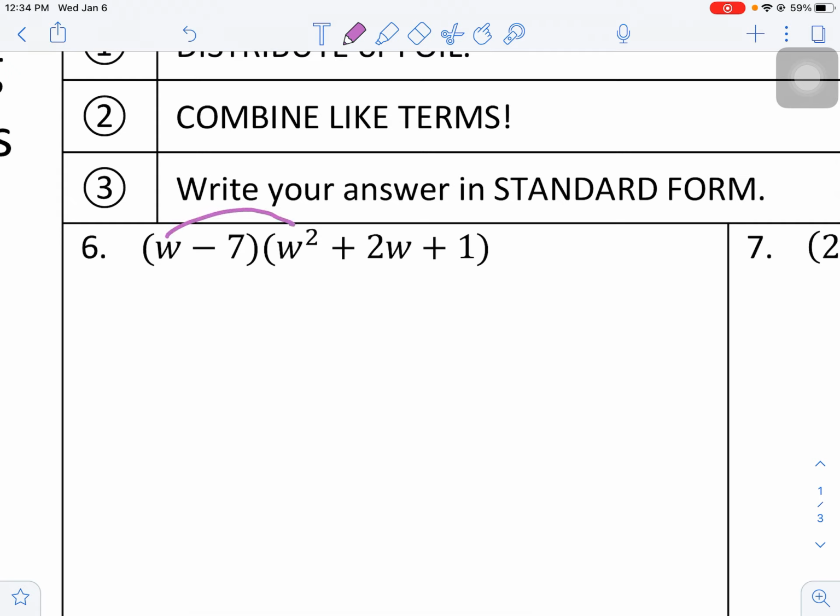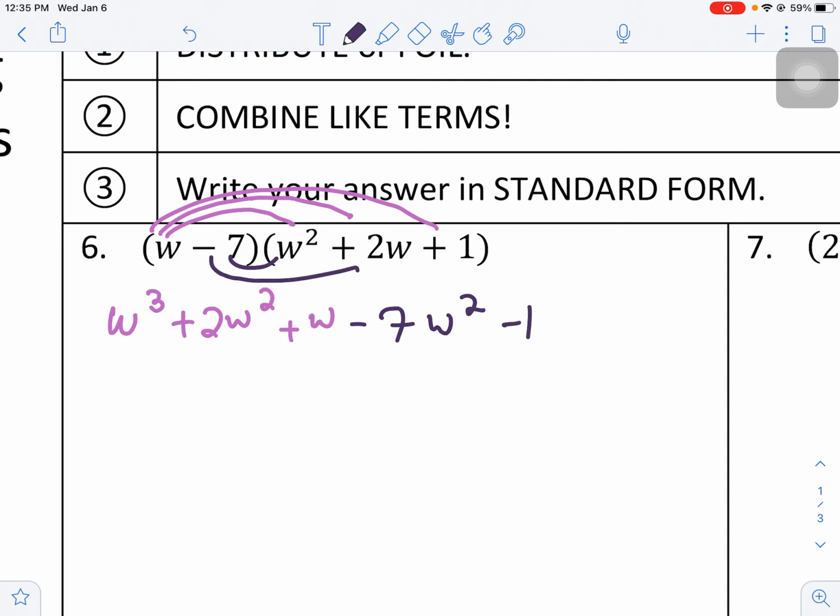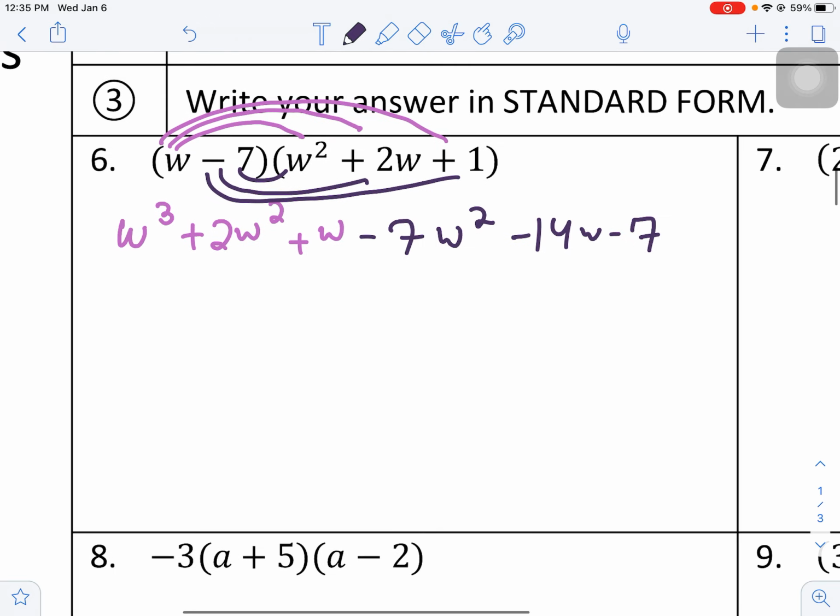So w goes to w squared, so that's w cubed. w would also go to 2w, so that's plus 2w squared. And then we do w times 1, which would just make plus w. In the other sense, we would go negative 7 times w squared, so that's negative 7w squared. Negative 7 and 2w makes negative 14w. And then negative 7 and 1 makes negative 7.